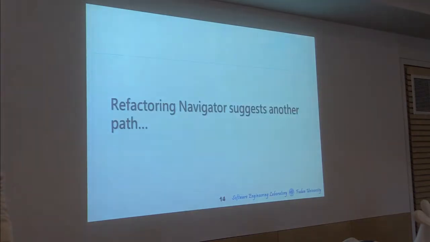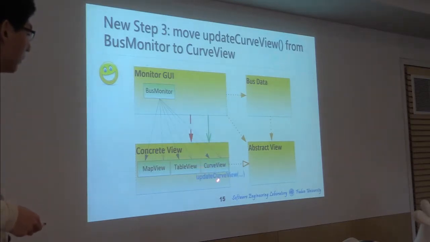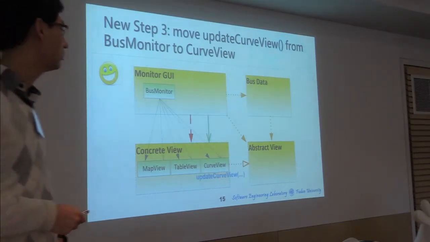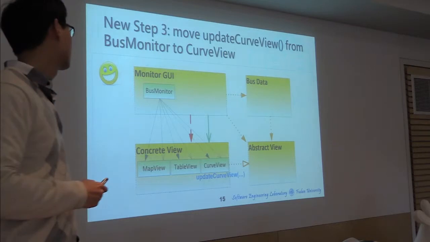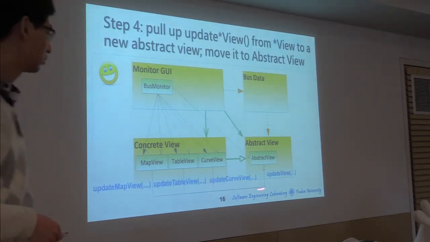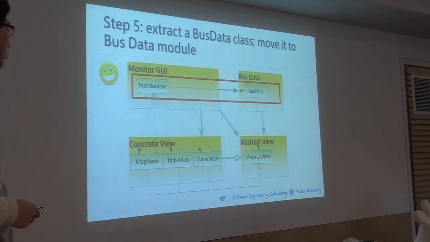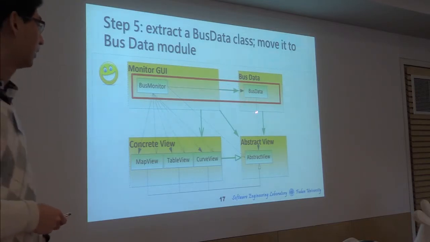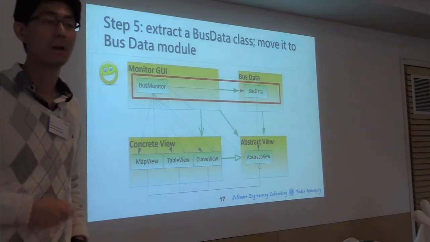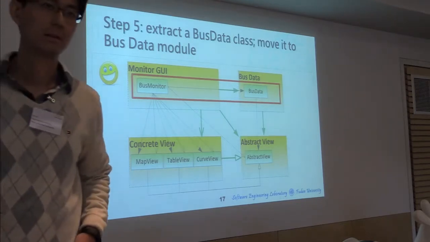With regard to the feedback, the refactoring navigator then suggests that it should move the update curve view to the curve view. On the fourth step, it will suggest moving these two update methods to the object view. And finally, it suggests extracting a new class so that it can fulfill these two missing dependencies. By this means, the refactoring is completed.